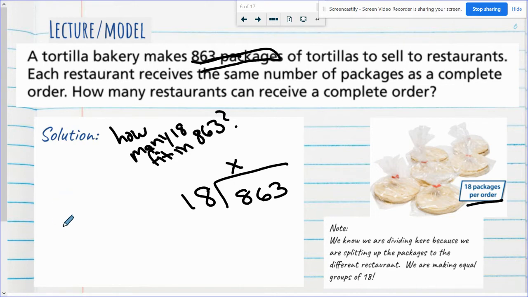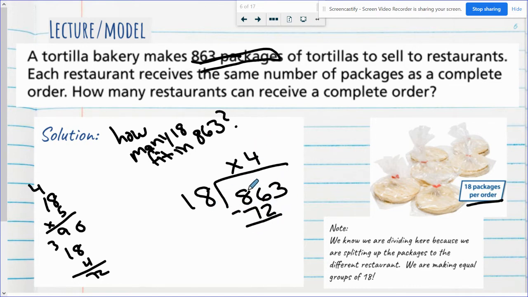You might not know your 18 facts off the top of your head, but we can come over here and take a look. 18 times 5 is 90, so that's just a little bit too much. Let's try 4. 18 times 4 is 72, so that's what we're going to be able to fit. 18 times 4 is 72, and then we subtract. And again, hopefully this is looking familiar. 6 minus 2 is 4, 8 minus 7 is 1.